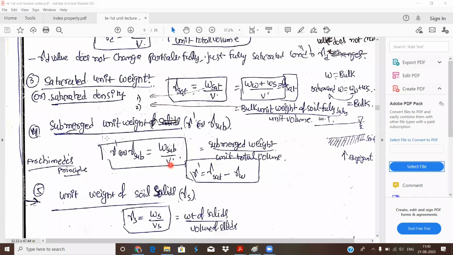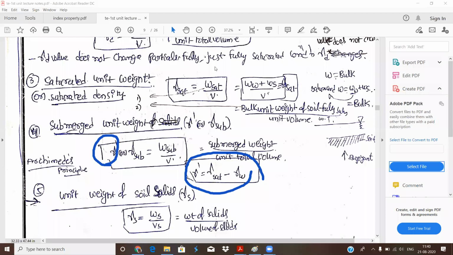Why are we taking this? Whenever the soil is present below the water table, it causes a buoyancy force acting on the soil. Therefore the weight may change. So that's why we have to remove the unit weight of water also. So finally we get this formula: gamma dash is equal to the saturated unit weight minus the unit weight of water. Submerged, we will mostly keep in mind, is gamma dash, or sometimes we use gamma sub.